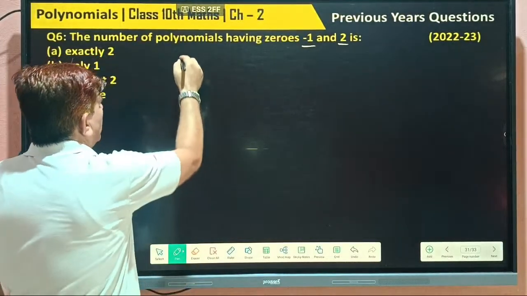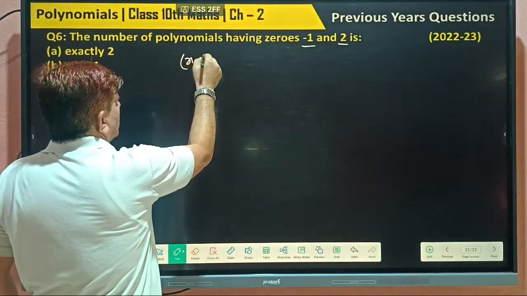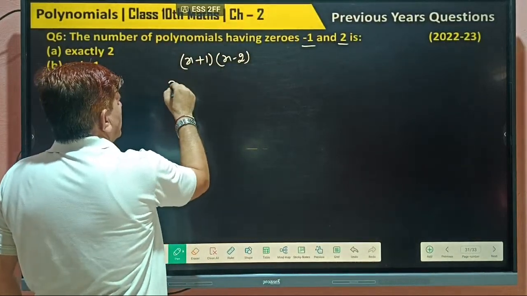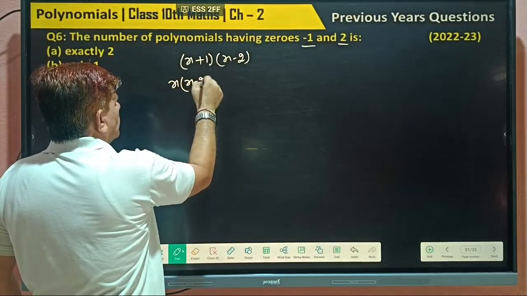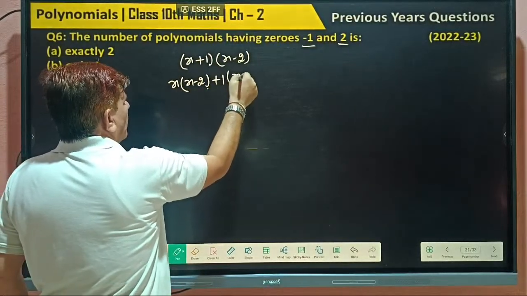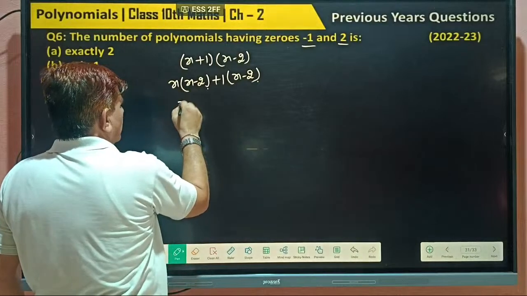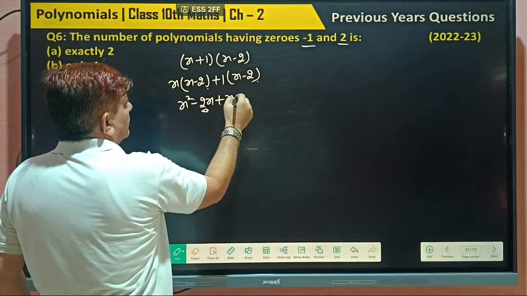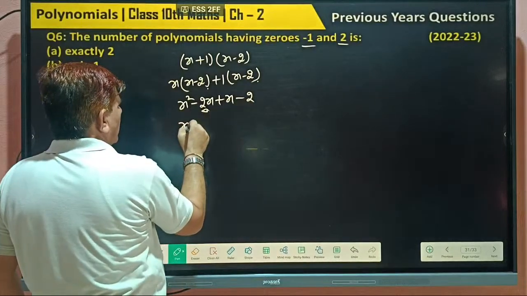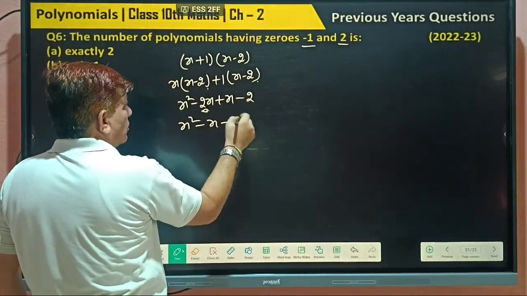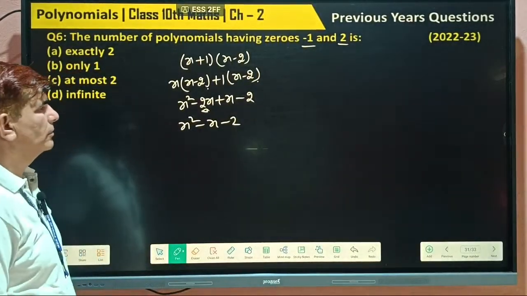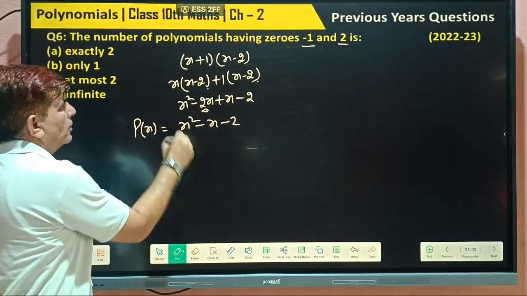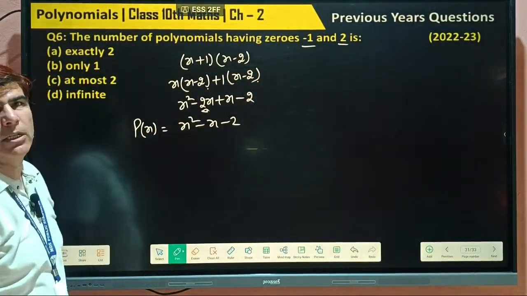So you can check one time. x plus 1 into x minus 2. So x taken common, x minus 2 plus 1, x minus 2. So what is this? x square minus 2x plus x minus 2. So x square minus x minus 2. So this is a polynomial p(x) whose zeros are minus 1 and 2.